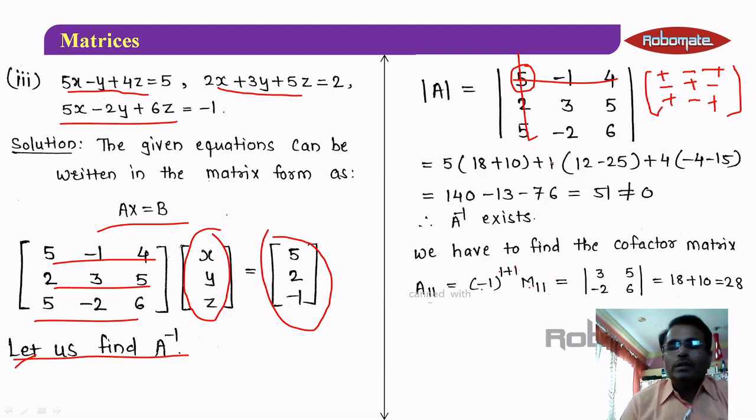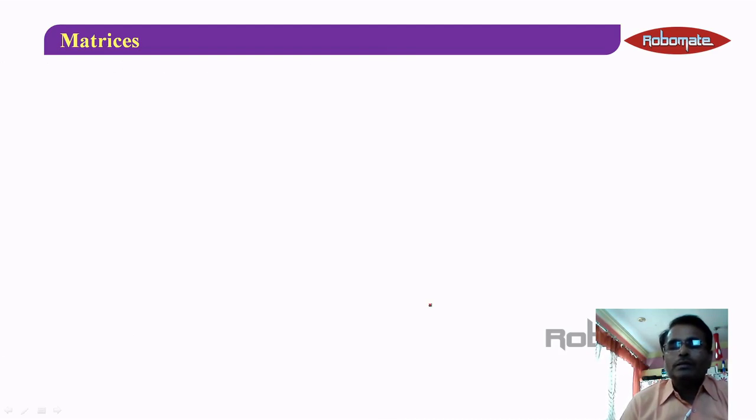M11. M11 is the determinant of 3, 5, minus 2, 6. See, as minus 1 raised to 2 is even, a positive sign is there actually, so it is not represented. And this is 18 plus 10, that is 28, your first cofactor. Is that clear? Similarly, you can consider the next cofactor.